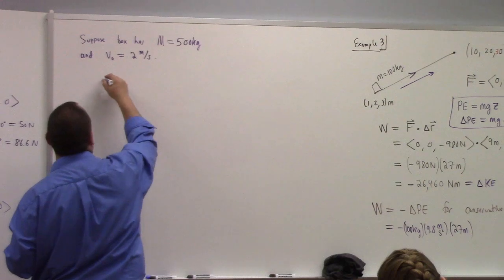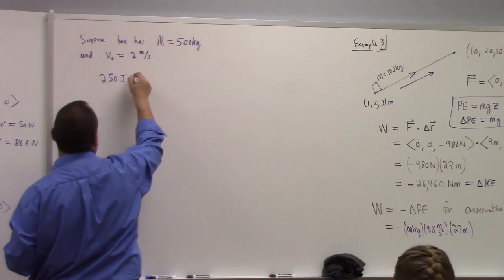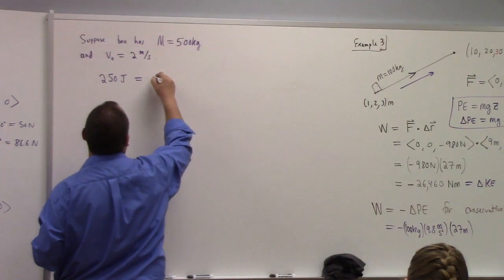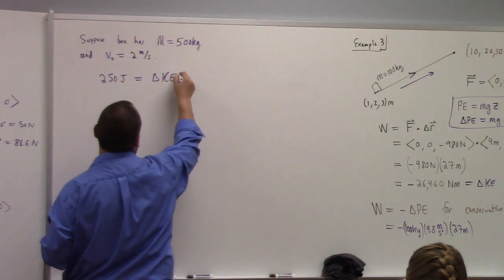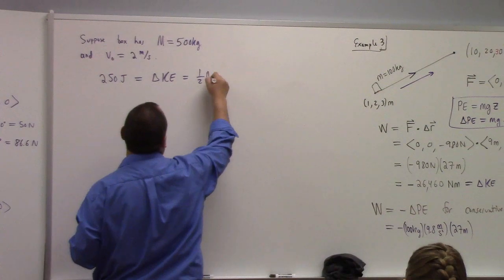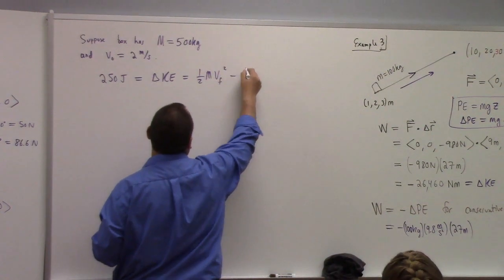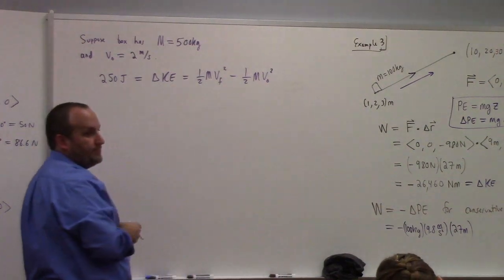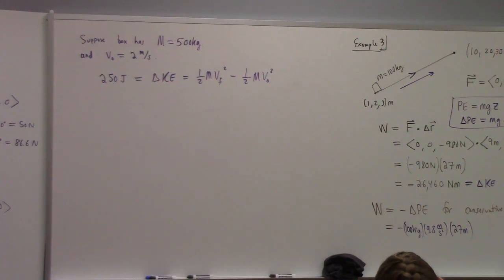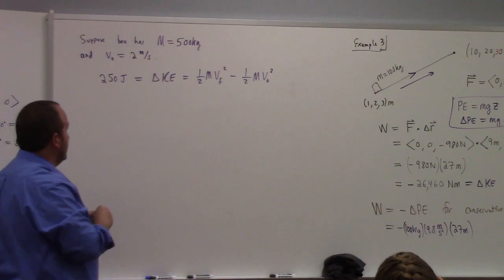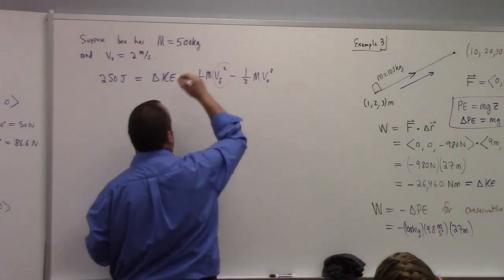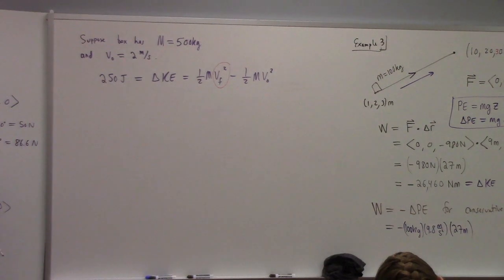Well, what we know is that 250 joules, or Newton meters if you like, is equal to the change in kinetic energy. What is the change in kinetic energy? That's 1/2 mass times Vf squared minus 1/2 the mass times V naught squared. I know V naught, I know m. The only thing I don't know here is the thing I'm after, which is what's the speed at the end of this process, right? I want to know what's the final velocity. Can we find that?